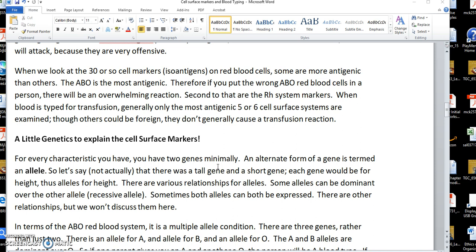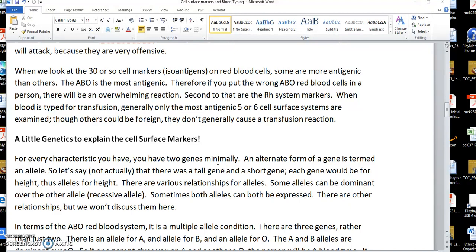So if one parent, in the ABO blood system, for example, A is dominant over O. So if one parent handed you the A and another parent handed you the O, you would type as an A. That would be your phenotype. Your genotype, though, would actually be an A and an O. So your genotype would be an A and an O, but what you would type as is an A, because in this relationship, this is a dominant to recessive relationship.